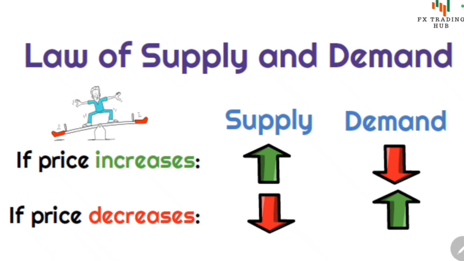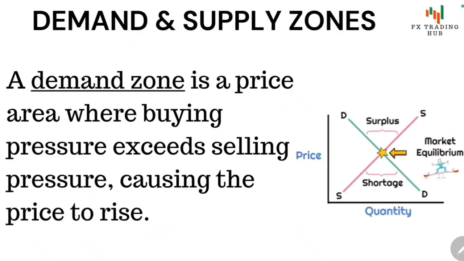So by knowing how to identify a strong demand and supply zone, traders can anticipate where price will likely reverse or continue trending. Therefore, in trading, demand and supply zones represent areas on a price chart where the market has shown a strong reaction due to imbalance between the quantity of assets supplied and the quantity of the asset that is being demanded.